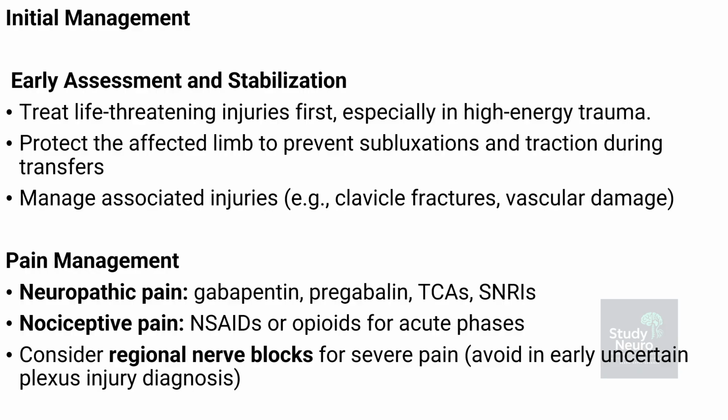Managing pain is equally important. Nerve-related pain is treated with medications that calm abnormal nerve signals, while tissue or inflammatory pain may need short-term anti-inflammatories or stronger pain relief. In severe cases, targeted nerve blocks can help, but they're used cautiously until the full extent of the injury is clear.